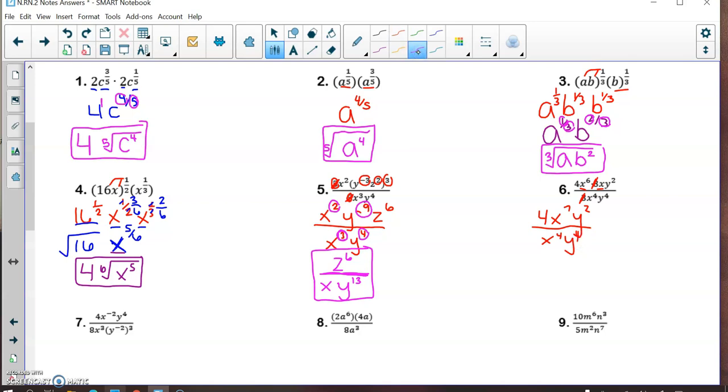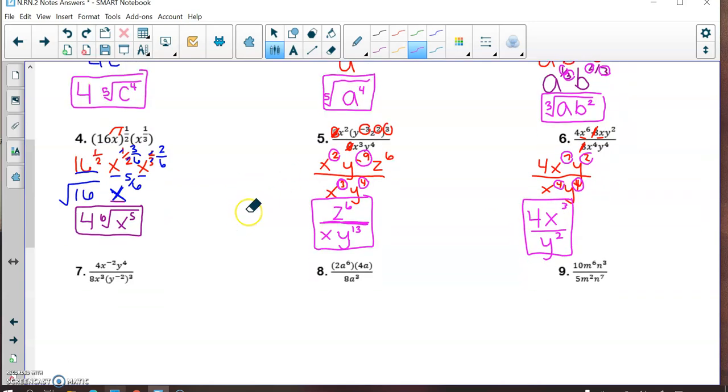All right, simplifying some things here. My 4 is going to stay in my numerator. The x, the larger exponent, is in my numerator, so the x stays in my numerator. A 7 minus a 4 is a 3. The larger exponent of y is in the denominator, so y will move to the denominator, and a 4 minus a 2 leaves you with an exponent of 2. And this is fully simplified.